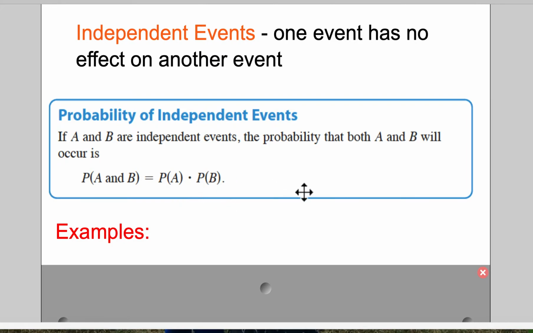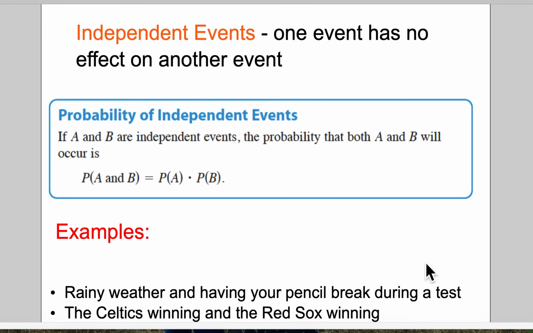Drawing an ace and then another ace, if you replace the card, that would be a much lower probability than drawing just one. So these numbers will always be multiplied because when you multiply fractions, you create smaller fractions, which would translate to a much smaller percentage of something happening, right?